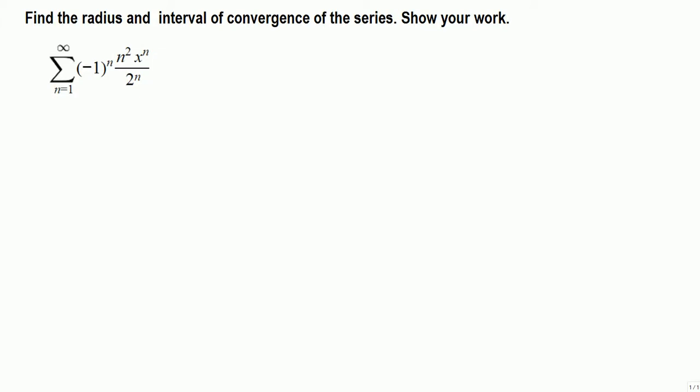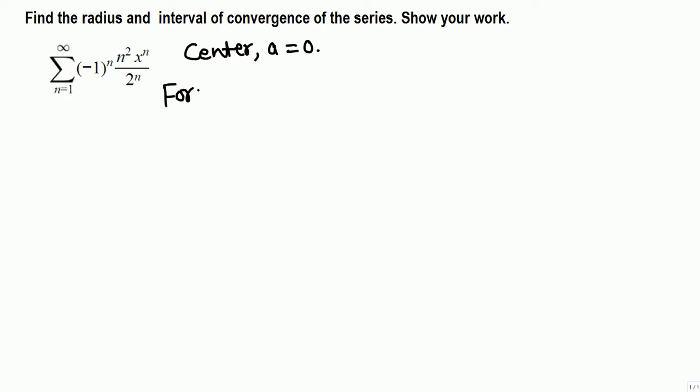Find the radius and interval of convergence of this power series, the sum from n equals 1 to infinity of (-1)^n n^2 x^n over 2^n. Look at x^n, which is the same as (x minus 0)^n. That means the center is 0, which we denote by a. We know the power series always converges for x equals the center, x equals 0, and it might converge for more x values, so we find that.